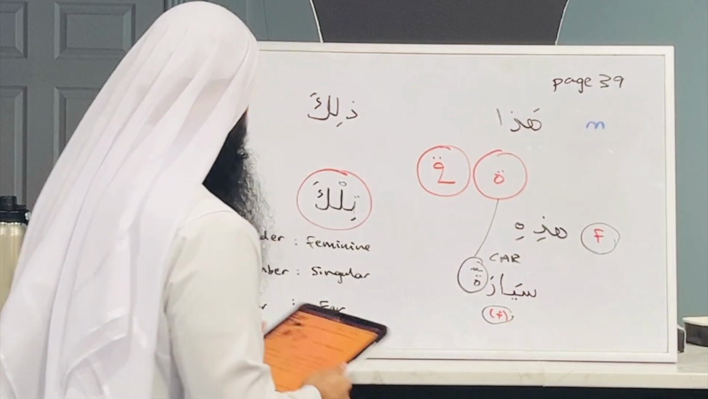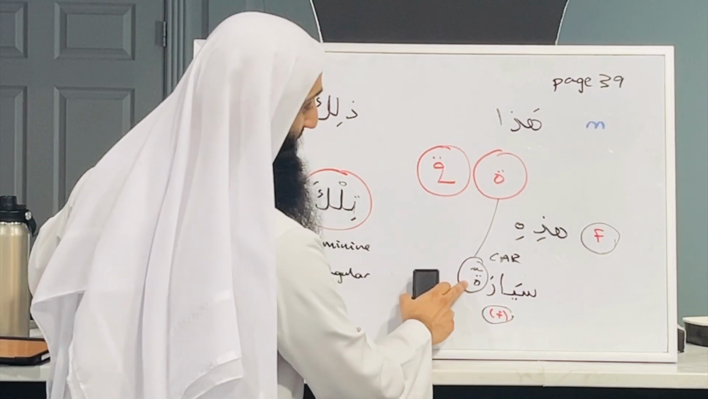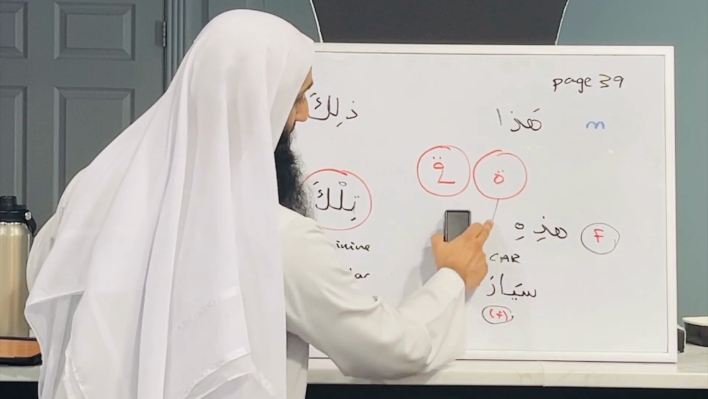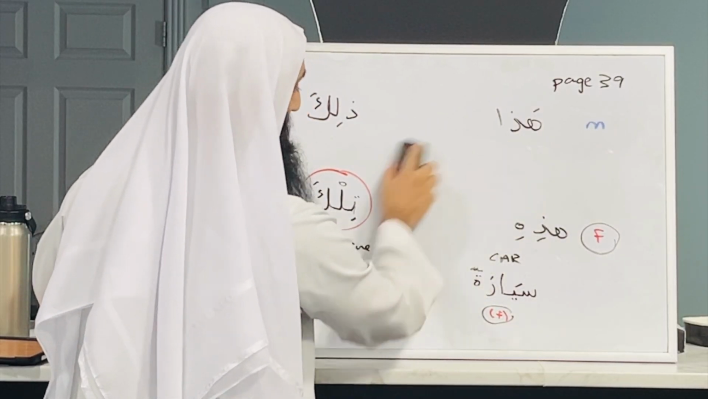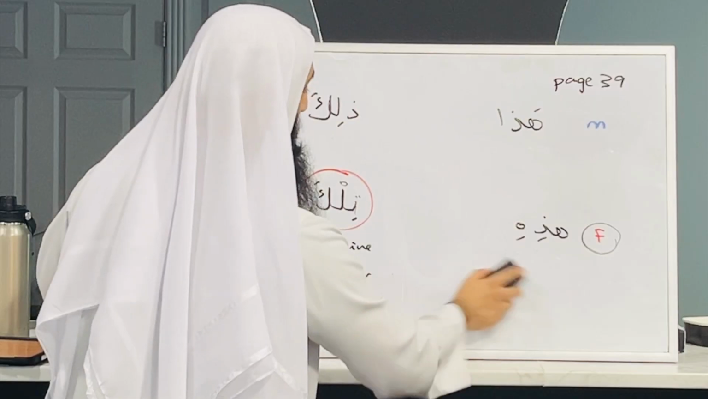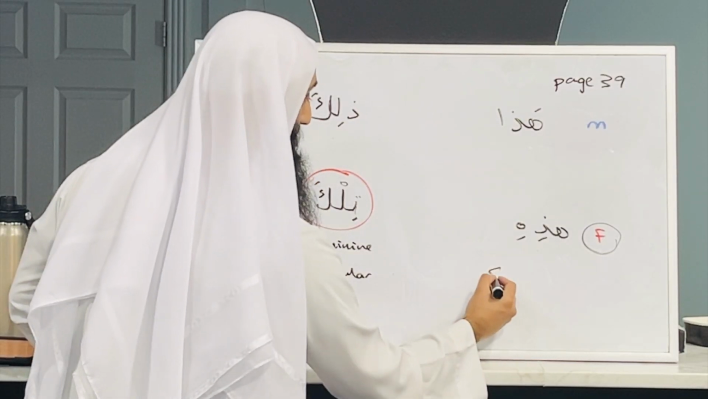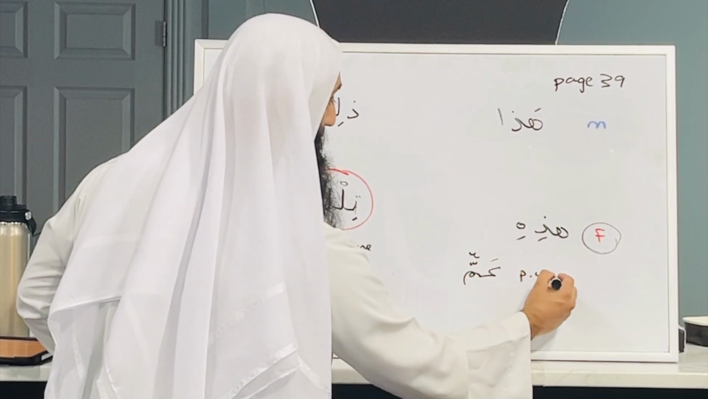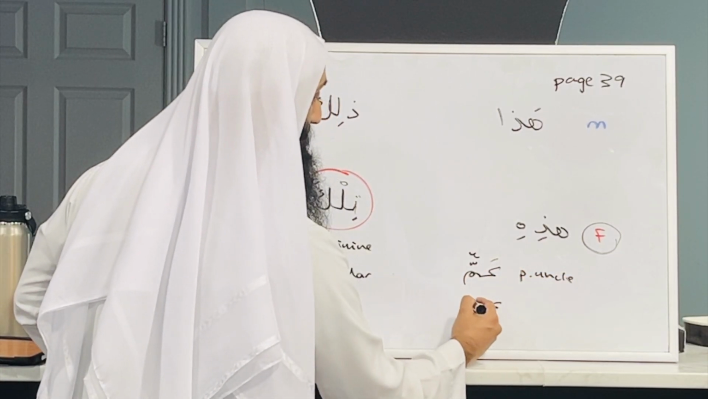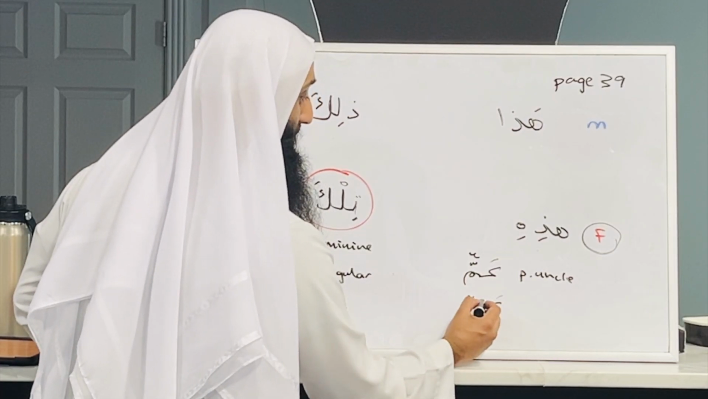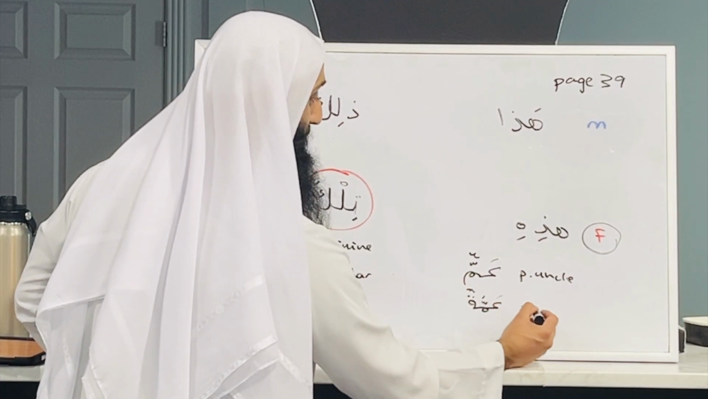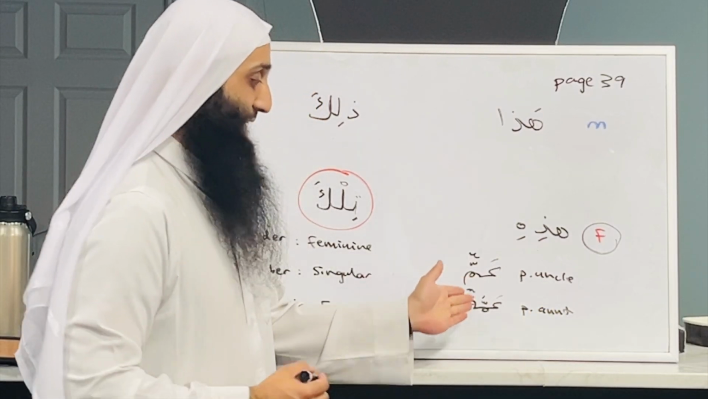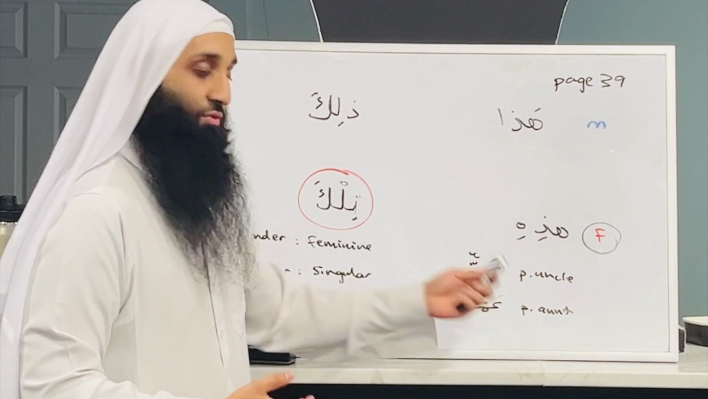Now, I mentioned last time, when you see the Tamarbuta, that means it's a feminine thing, right? Sometimes you can just add it onto a word. For example, ammun, that's paternal uncle. You can say ammatun, like I added Tamarbuta. Ammatun, that's paternal aunt. So I just added the Tamarbuta and it turned it into the feminine version.